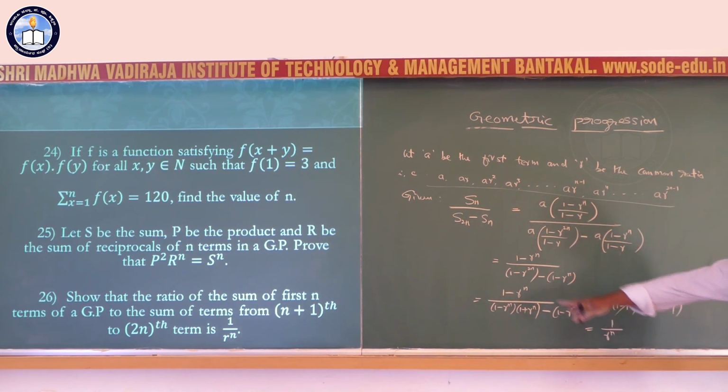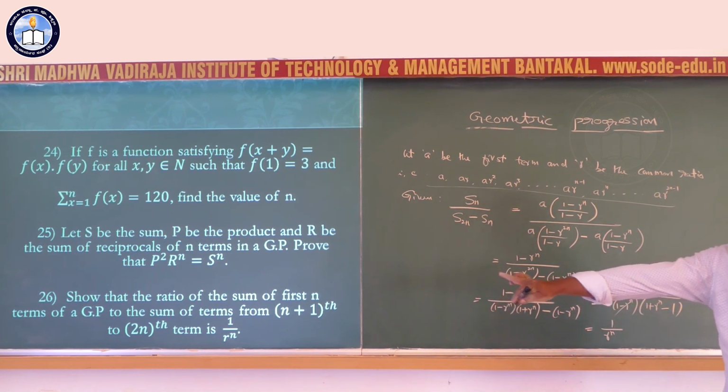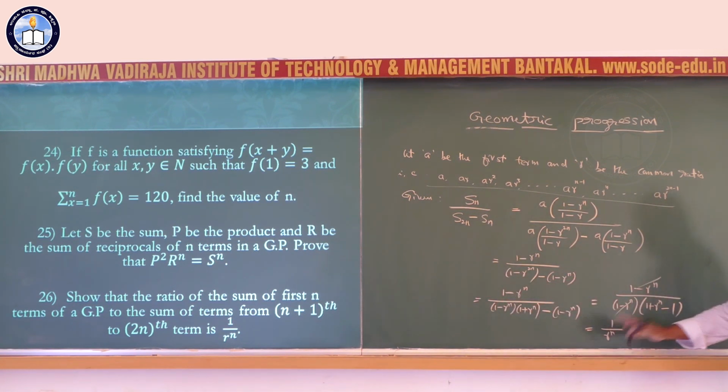That is what we have to prove, that ratio is 1 by r power n. Here we get the answer.